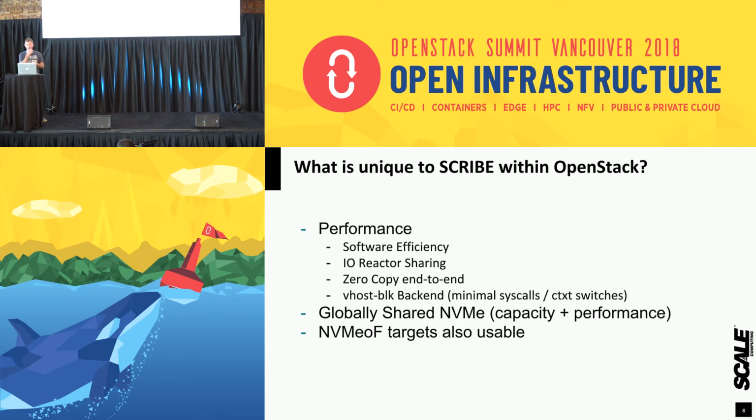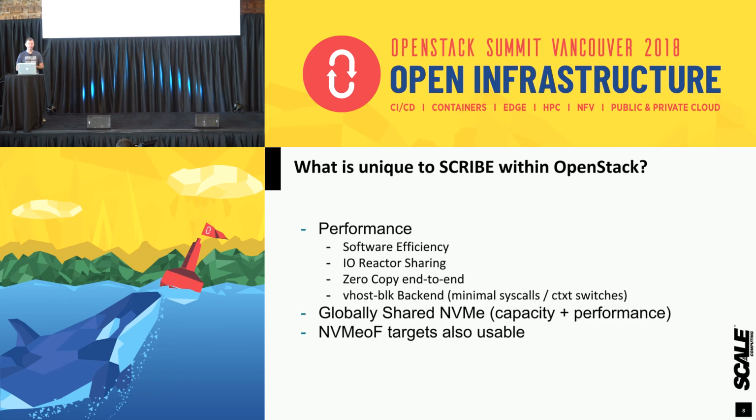We also have zero copy end-to-end. This is really important with NVMe drives and 100 gig, 200 gig Ethernet. You don't want to be copying data that you don't have to, because that data copying will start to consume a lot of CPU. And then lastly, we've implemented a vhost block backend.